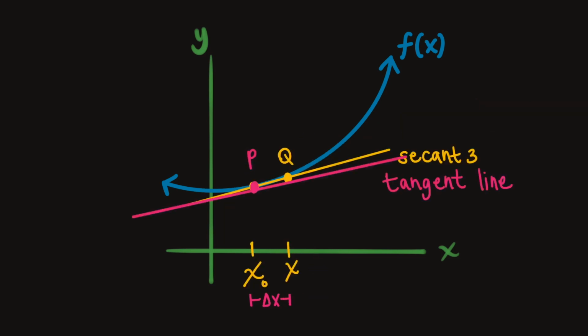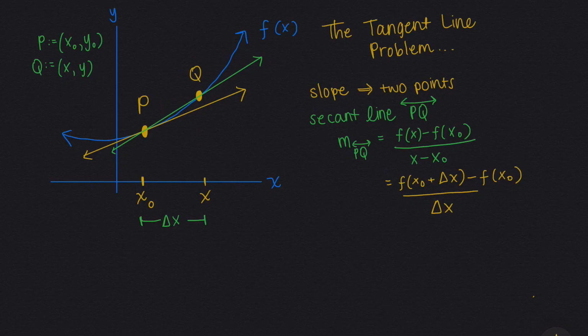Here's a little visual so we can notice how the secant line behaves as we pull Q closer and closer to P. And here's where we can introduce the concept of limits. The limit as the change in x approaches 0. So what we're doing is taking this distance and making it smaller and smaller, or closer and closer to 0, right?